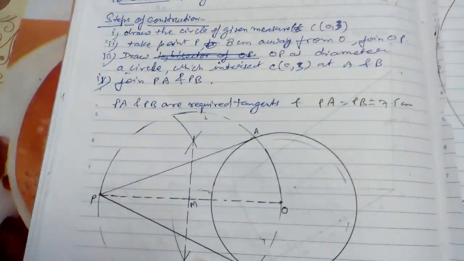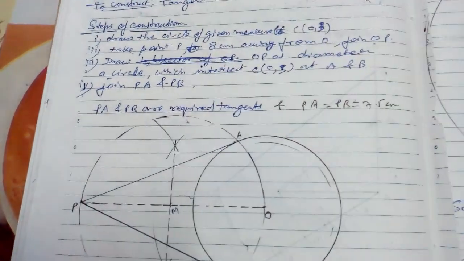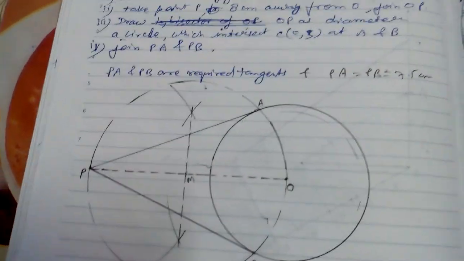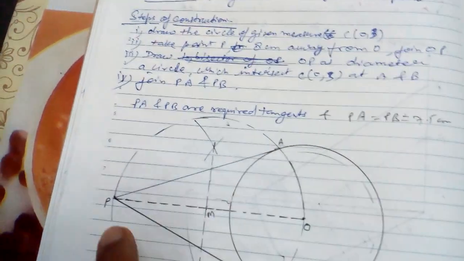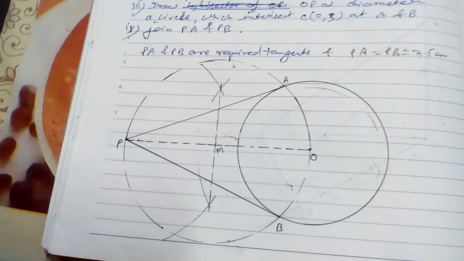Join PA and PB by scale. It is your required tangent, which is equal to 7.5 cm. PA and PB are the required tangents. Tangents from an exterior point are always equal.